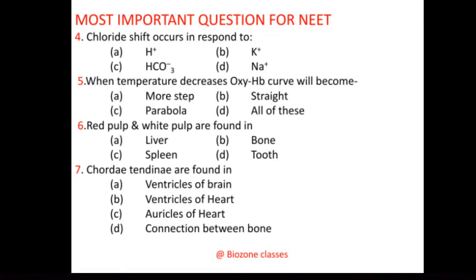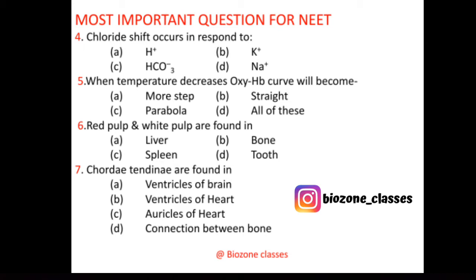Now we come towards question number 4. Chloride shift occurs in response to A. Hydrogen ion, B. Potassium ion, C. Bicarbonate ion, D. Sodium ion. So remember, the correct answer for this question is bicarbonate ions. Chloride shift occurs in response to bicarbonate ion.